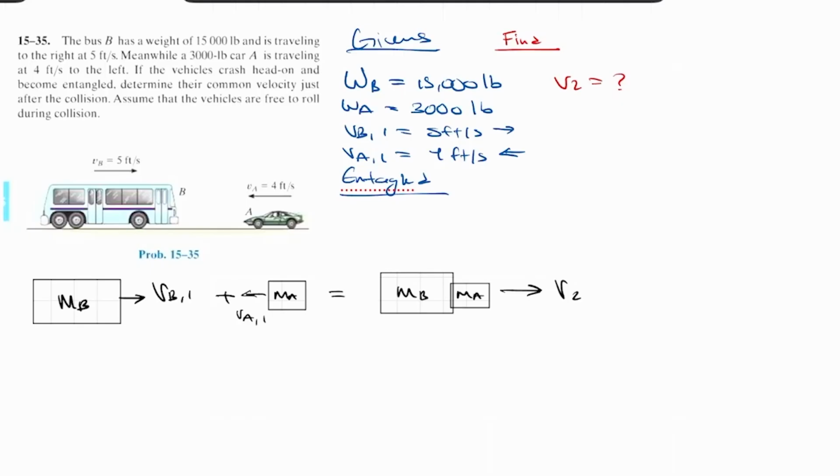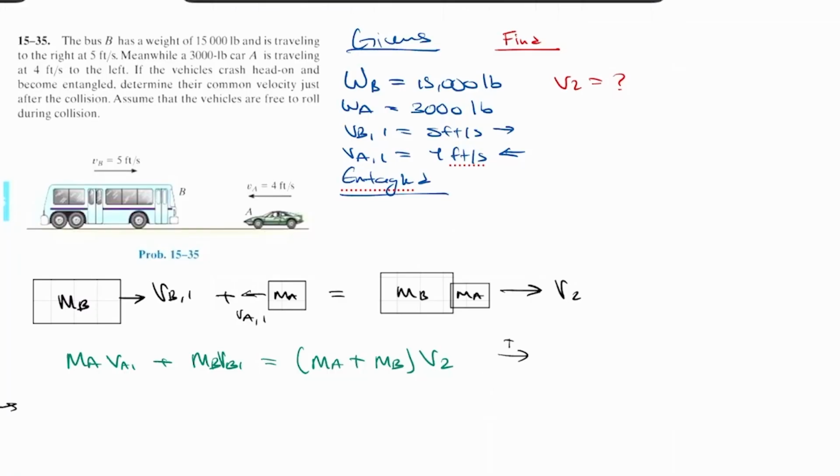So applying the equation for the principle of conservation of momentum, we are going to get mass of A times VA1 plus mass of B times VB1 is equal to the mass of A plus the mass of B, because they're entangled, they did not rebound, times V2. All right, and we're of course defining our directions as to the right as positive.